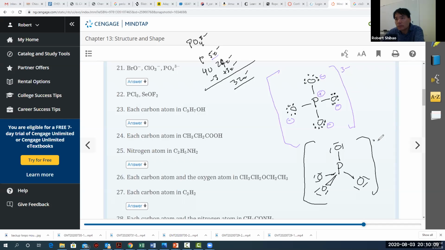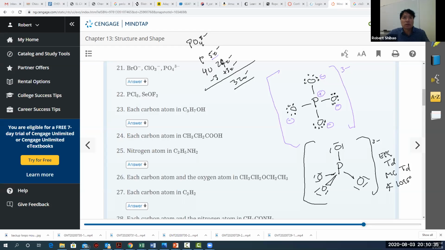The whole thing carries a 3 minus charge. The formal charges are shown up there. So when we look at it, the EPG is tetrahedral. The MG is going to be the same because the bonded atoms also are tetrahedral as well. And the angle should not be distorted. There are no lone pairs on phosphorus, so we expect a 109.5 degree angle on that.